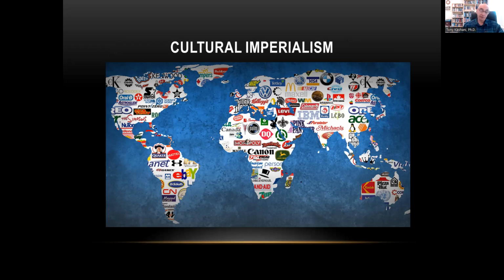What are the key concepts? Cultural imperialism focuses on the role of media, especially mass media and popular culture, in spreading dominant cultural norms and values globally. This includes the export of films, television shows, music, fashion, and other cultural products.